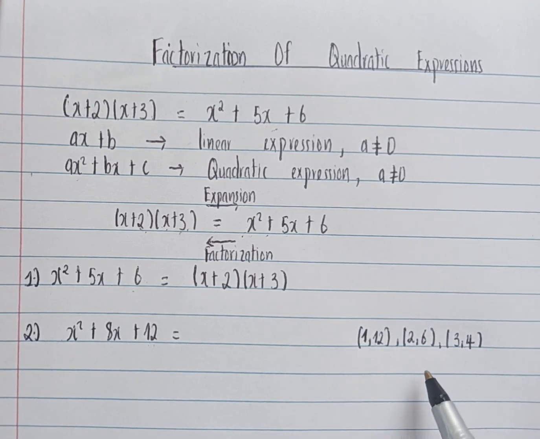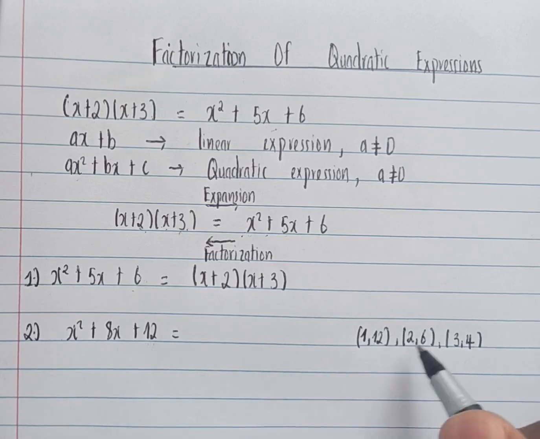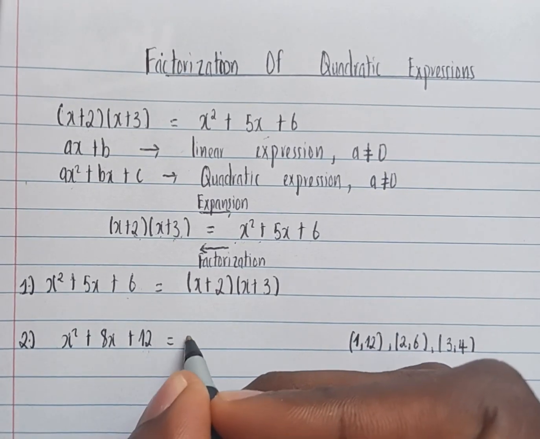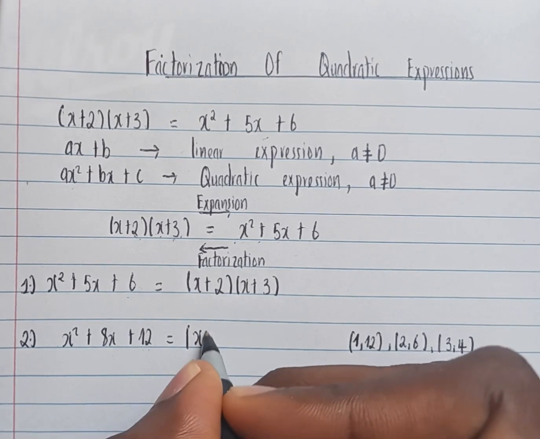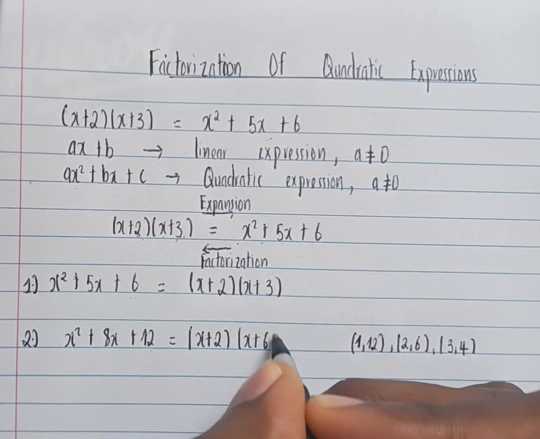I notice that the only one which when added gives 8 is this one. That is 2 plus 6 gives 8, and 2 times 6 gives me 12 equally. So I will write my factorization as x plus 2, the first 2, and x plus 6. And that's it.